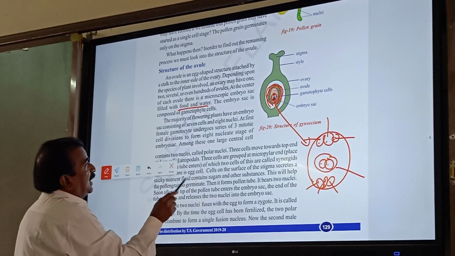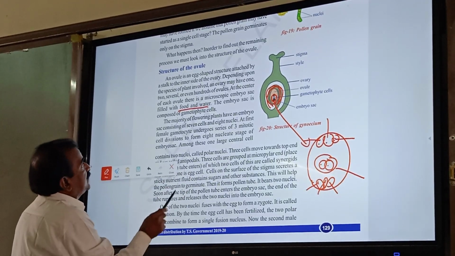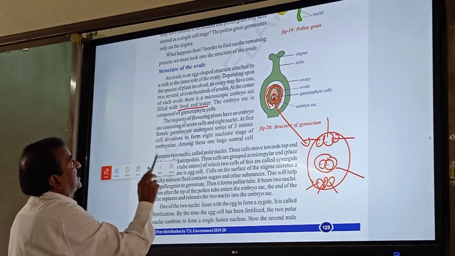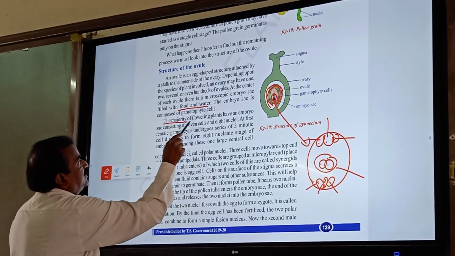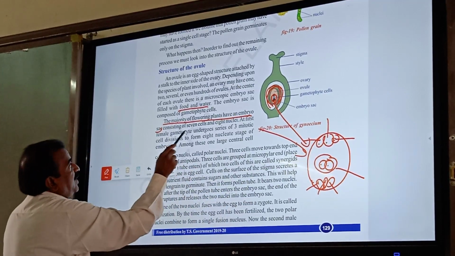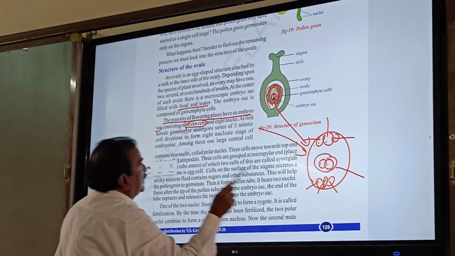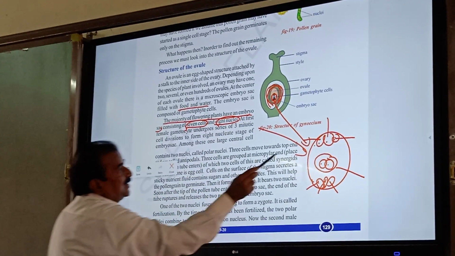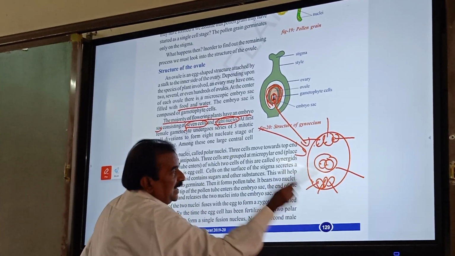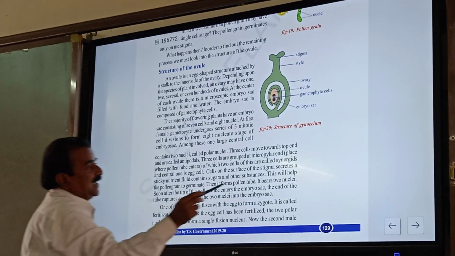So here you see, it consists of how many cells? 7 cells and 8 nuclei. The majority of flowering plants have this type of embryo sac. This is the embryo sac, and it consists of what? 7 cells, 1, 2, 3, 4, 5, 6, 7, and 8 nuclei. How many nuclei are there? 1, 2, 3, 4, 5, 6, 7, 8.